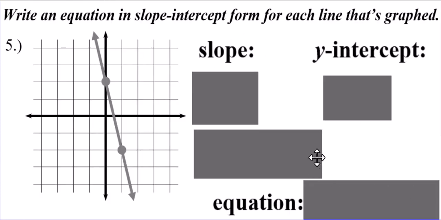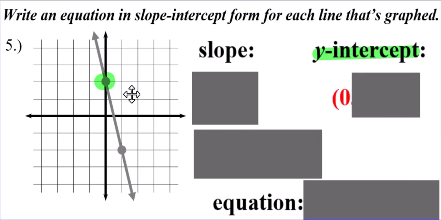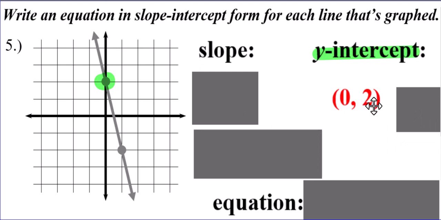All right, let's do number 5 together. If you want to start with the y-intercept first, that actually is not a bad idea. It's really easy to find. It is the point where the graph crosses the y-axis. So that point here is 2 above the origin. So that is 0, 2. Remember, the x-coordinate is always 0 if it's on the y-axis. It's really only the y-coordinate part that we will need for the b in y equals mx plus b.